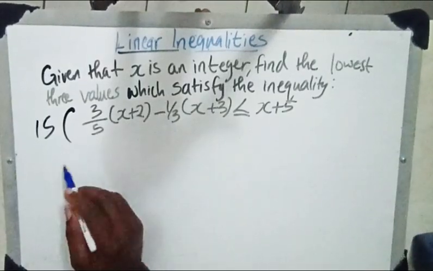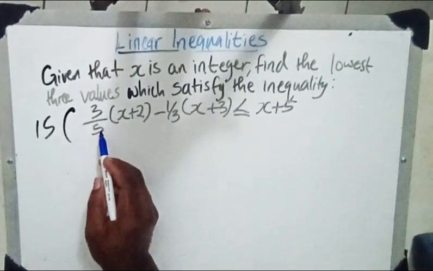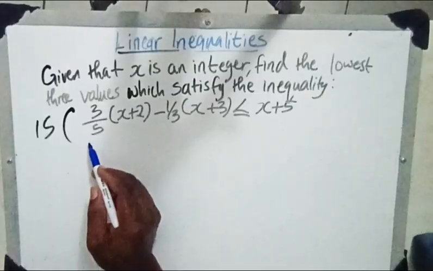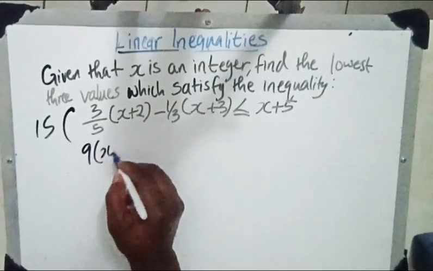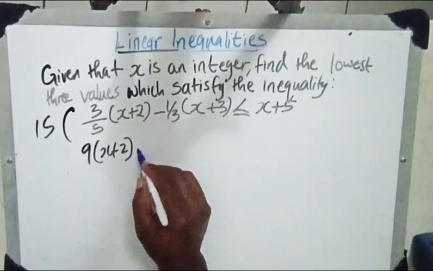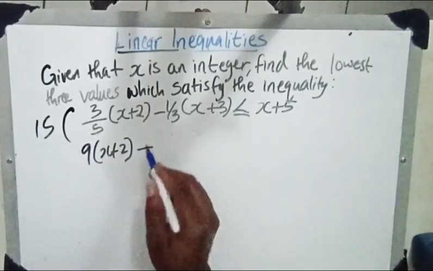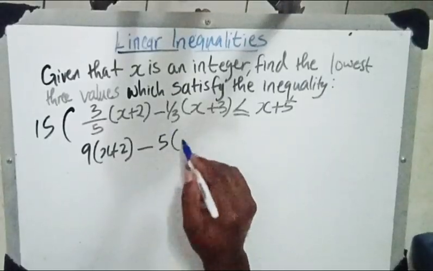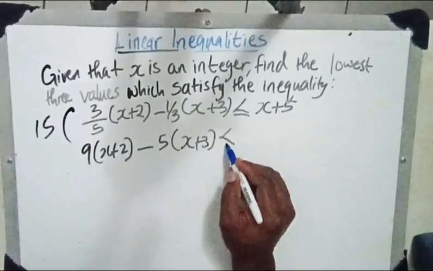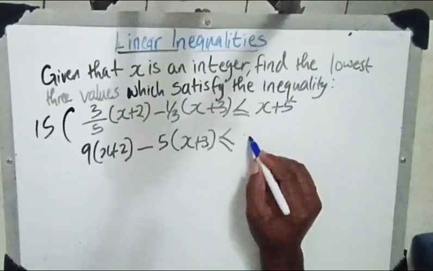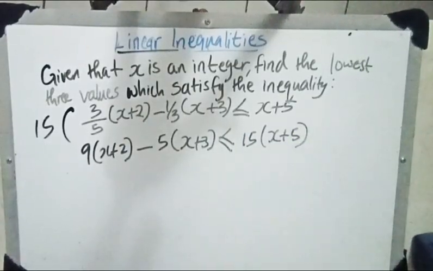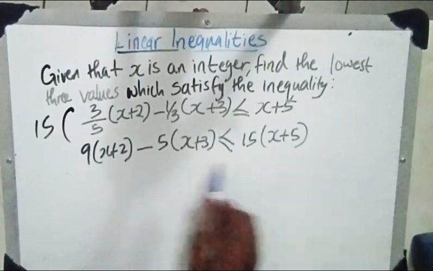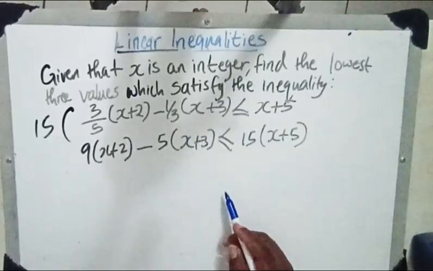So we're going to multiply everything here by 15, and we do the same to the right hand side. And if we do that, you'll see that over here, 5 goes into 15 3 times, and 3 times 3 gives us 9 into x plus 2, minus 3 goes into 15, that's 5. 5 times 1 gives us 5 into x plus 3 less than or equal to 15 into x plus 5. So that is exactly how it's going to be. So this is the same question. We just simplified it by eliminating these fractions.